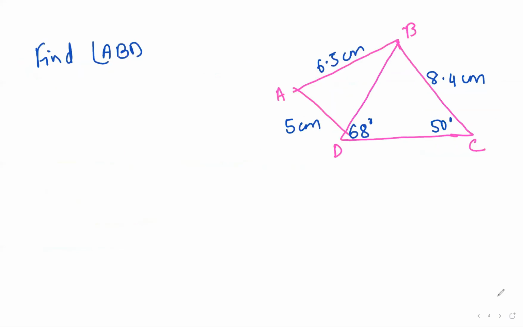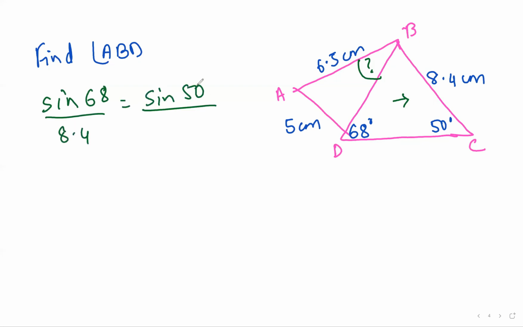Let's go to the next type. Here everything is being given. You have to find angle ABD. That is this. So as I have got 2 degrees and one side, that means on the basis of this triangle, I can apply sine rule. So sine 68 over 8.4 is equal to sine 50. On the basis of that, I will get BD.